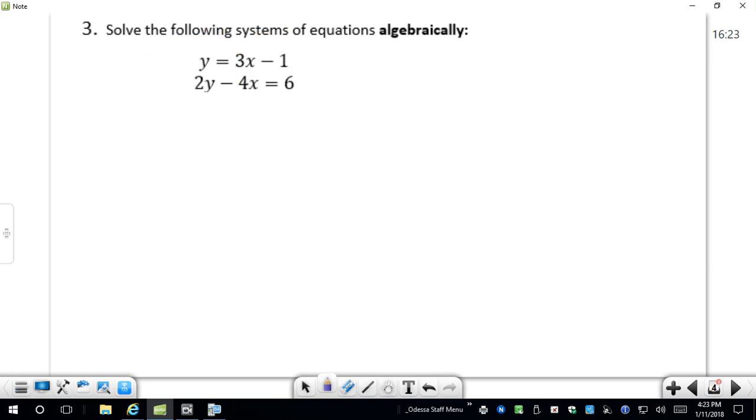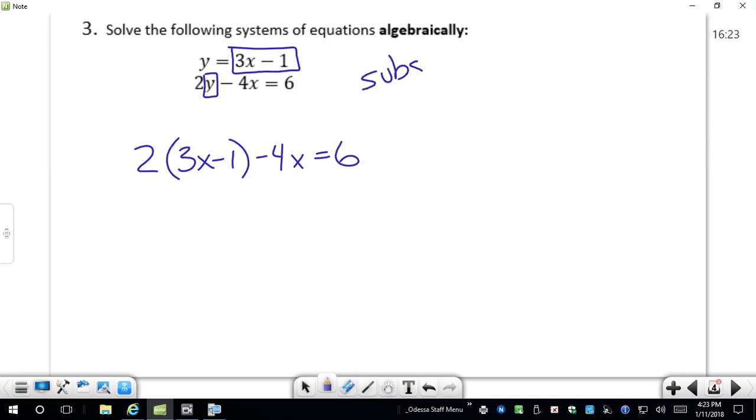So recall, since y is equal to 3x minus 1, that tells me that wherever else I see a y, I can now plug in 3x minus 1 for that y. Well, guys, in our second equation, there's a y right there. So what we're going to do is take this 3x minus 1, and substitute it in for y. Remember, guys, this is the substitution method.